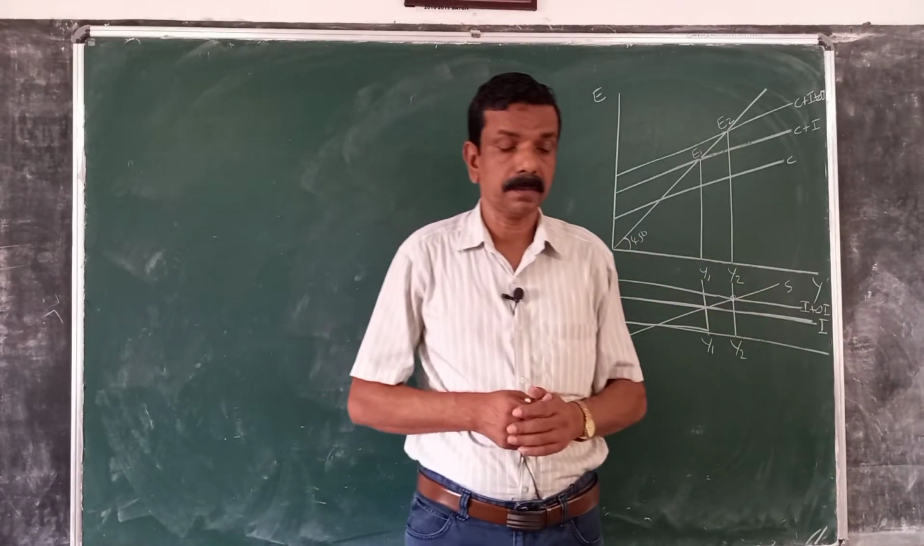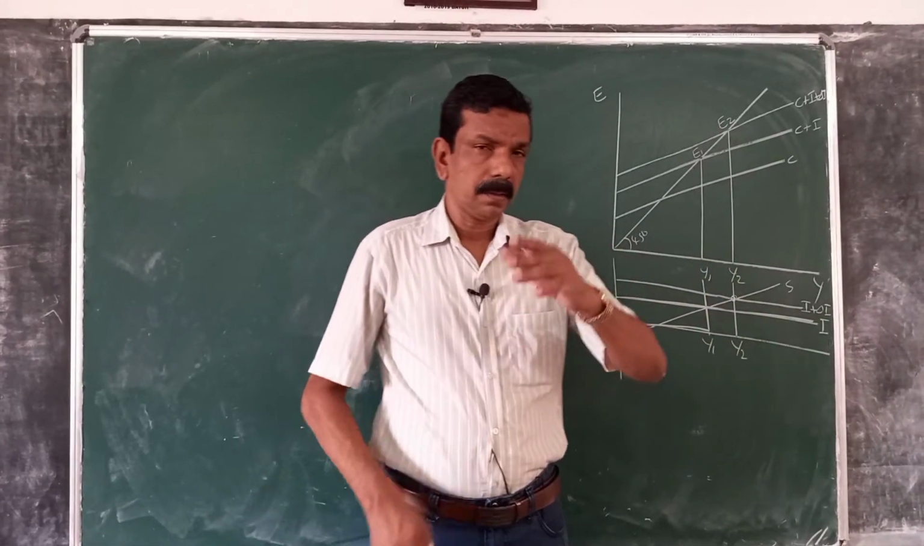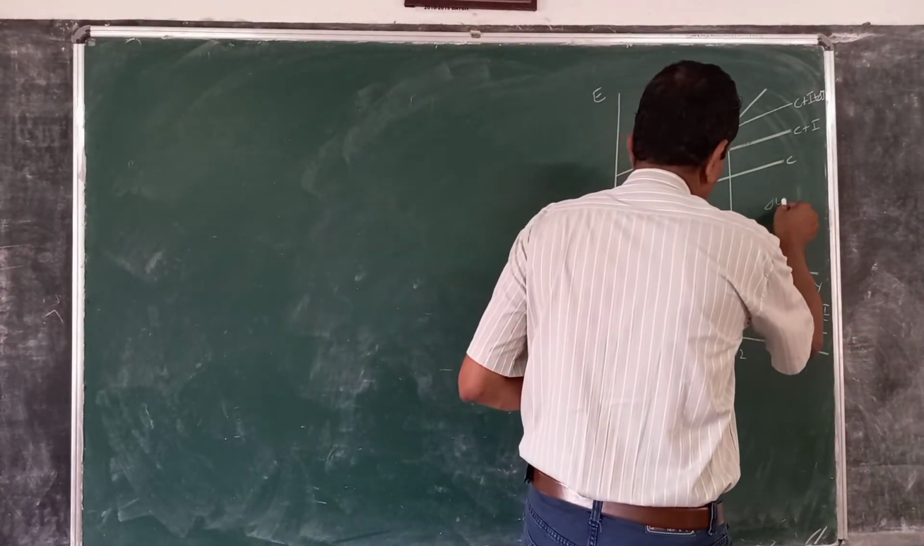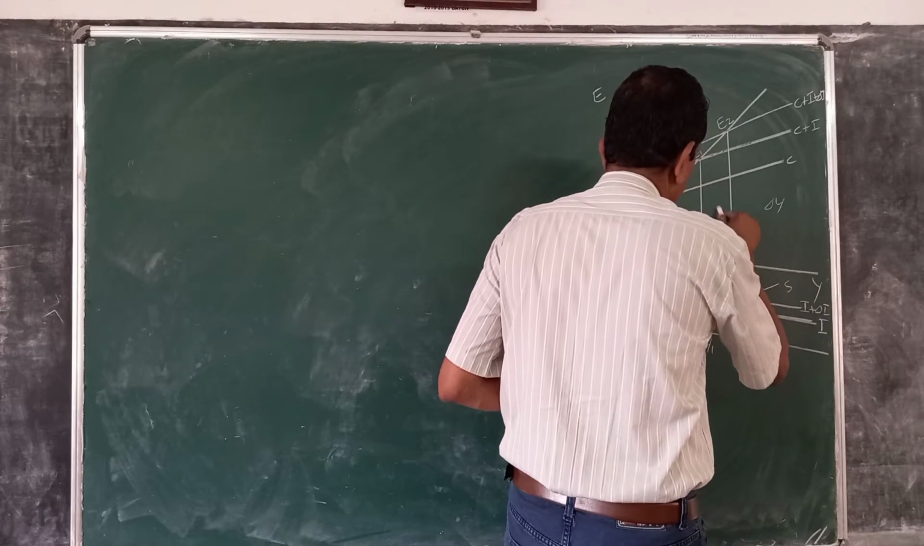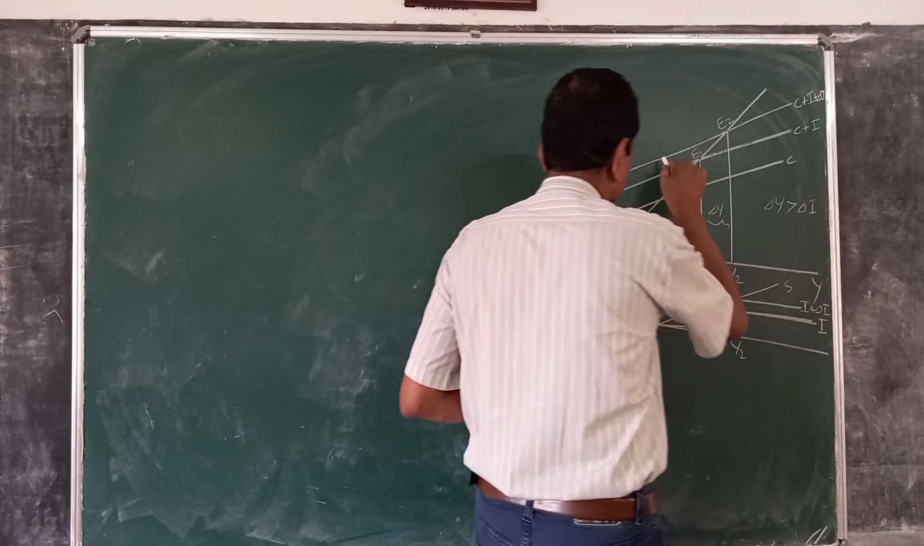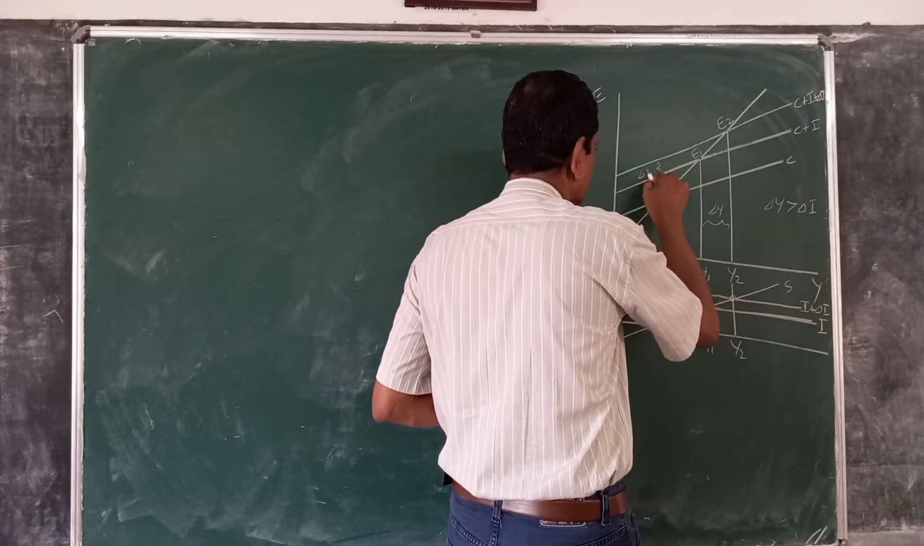So remember this increase in income is possible in the Keynesian model only because economy was working at less than full employment. Now you can also see that in this case delta y is greater than delta I. Delta I is this.